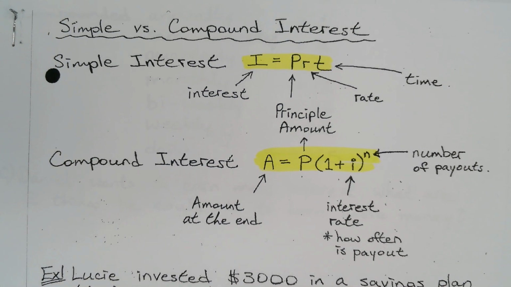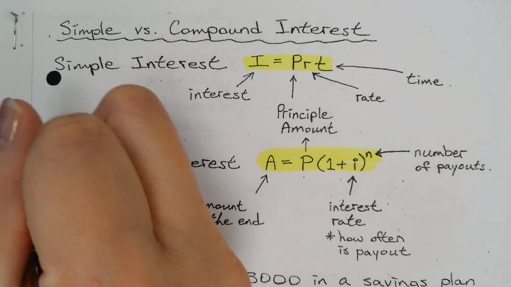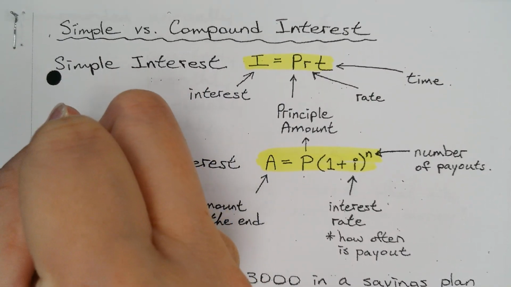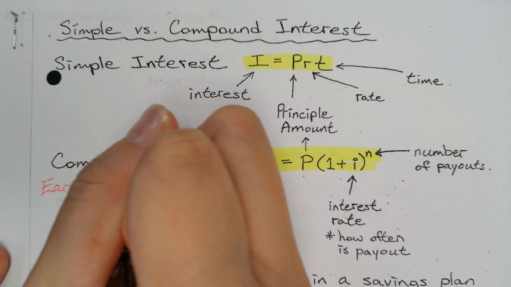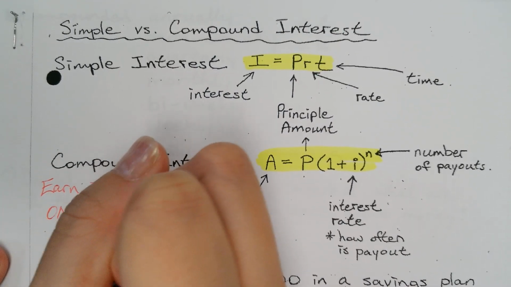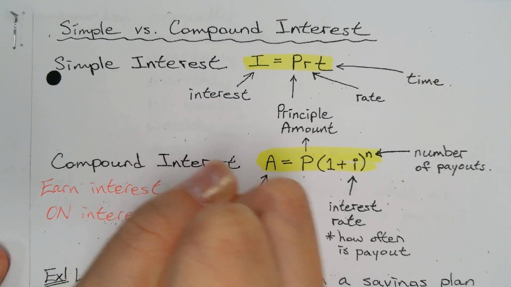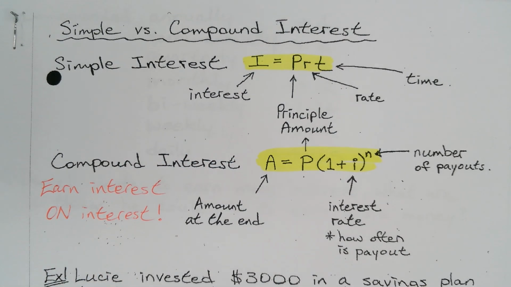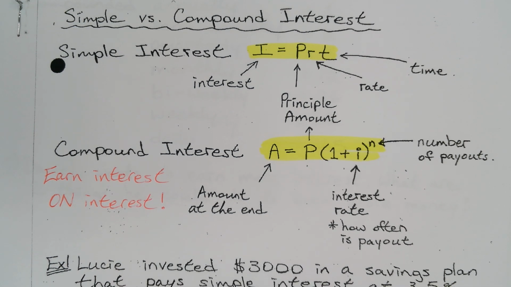Compound interest, the difference with this is you earn interest on interest. So that means if, let's say, that first year you earn $100 in interest, the second year you earn interest on that 100 that they gave you as well. So in other words, you get more and more each year.